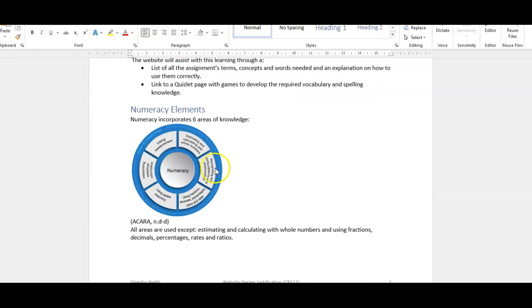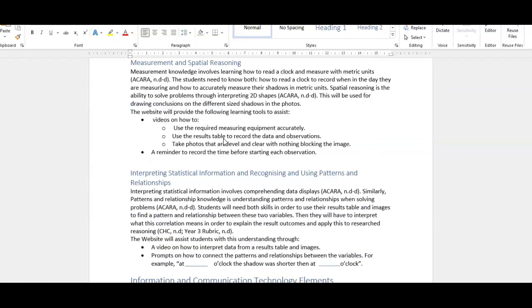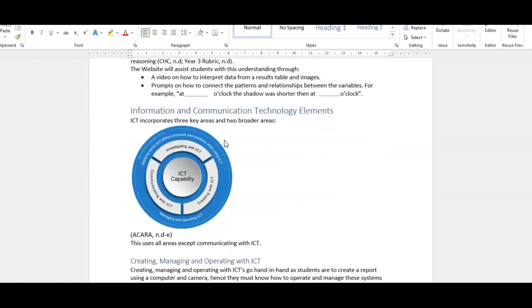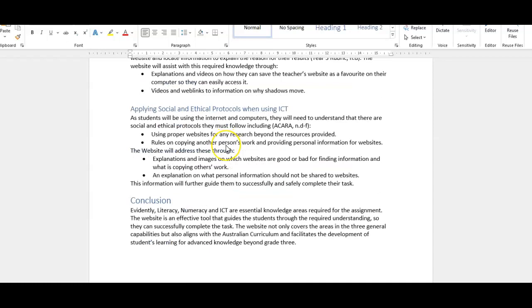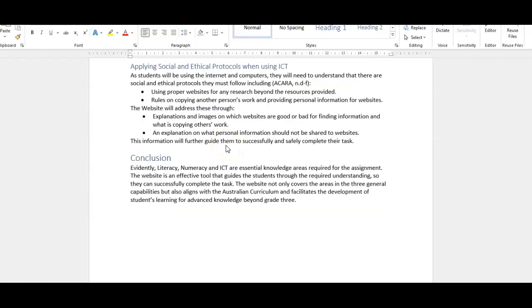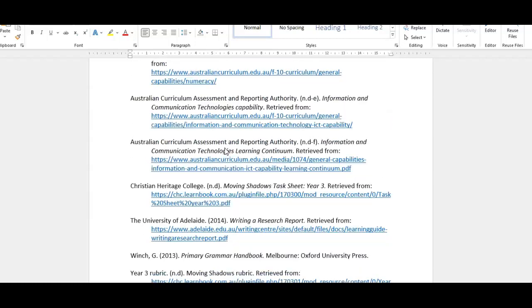So it does a similar pattern for numeracy. It goes through the various areas of numeracy and ICTs that are there. So it covers them in a logical way, and it unpacks each element, and it's got some appropriate references that are there.